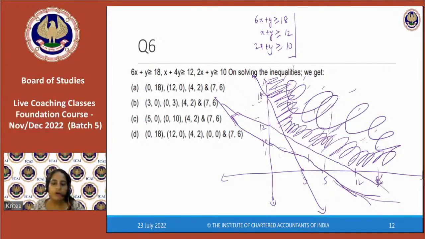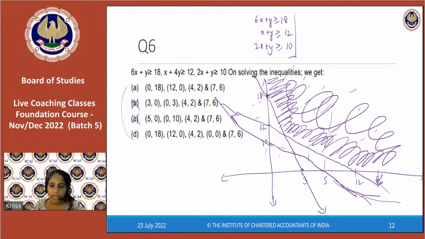So what are the points which are satisfying the given condition? In which points are you finding that the inequalities will be satisfied? The first point is 0, 18. Is 0, 18 in these two options? So these options get cancelled out. Now it will be either answer A or answer B. I have to check which are the correct options. So 0, 18 is coming here.